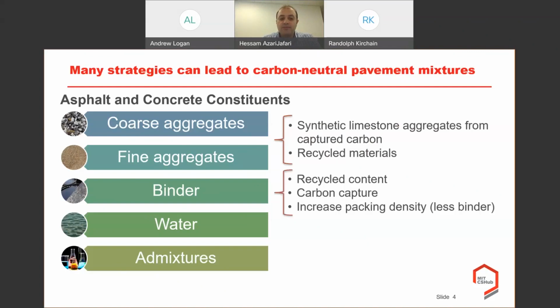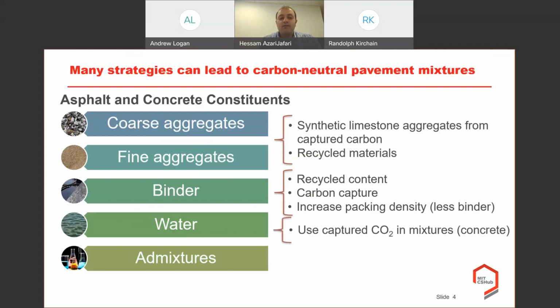Or from the binder perspective, both for asphalt and concrete, we can utilize more recycled content, or we can sequester carbon and store it in different tanks, or we can use it, like I said, in the aggregates. Or the other important part, which needs more engineering insight, is about increasing the packing density, or in other words, optimizing the binder content in the mixture. And therefore, we use less material and less GHG intensive binder for our asphalt or concrete mixture.